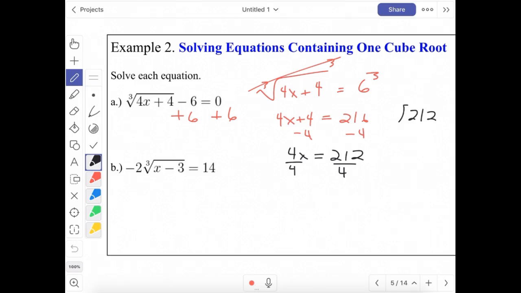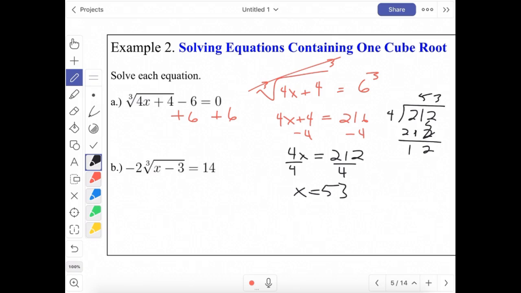So 212 divided by 4, this will be 53. Let's check that, plug her in. 53 times 4 would give us 212. Plus 4 is 216, cubed root of that, 6 minus 6 is 0.